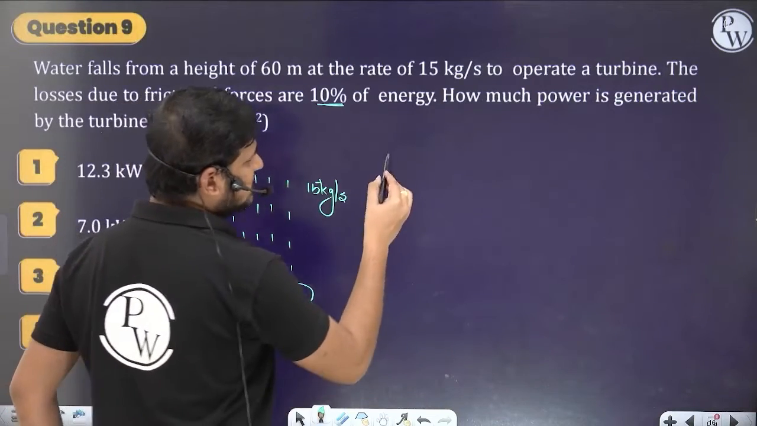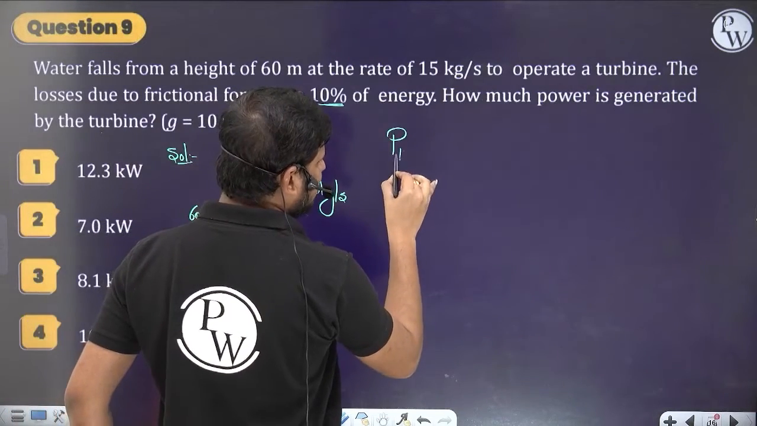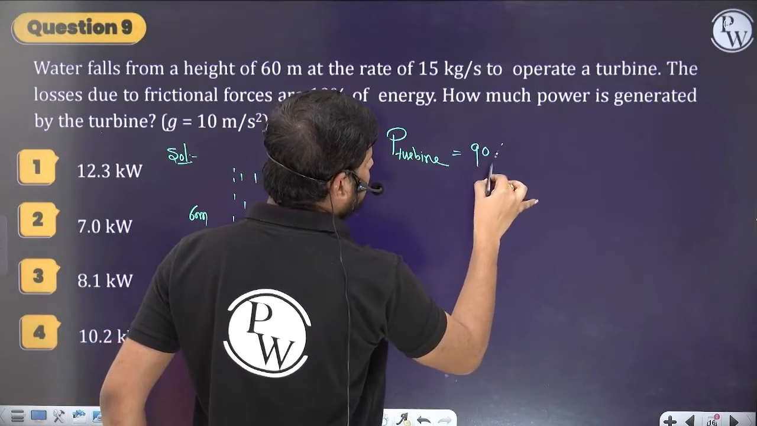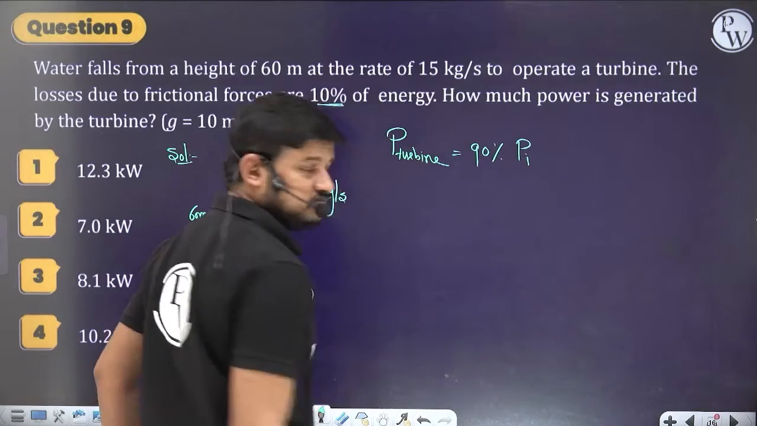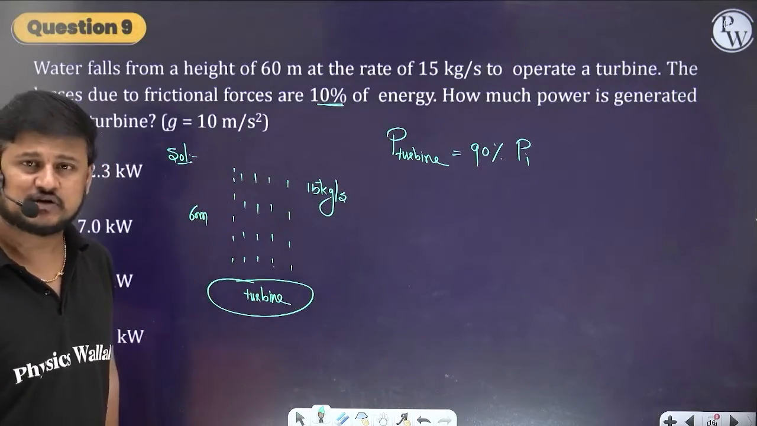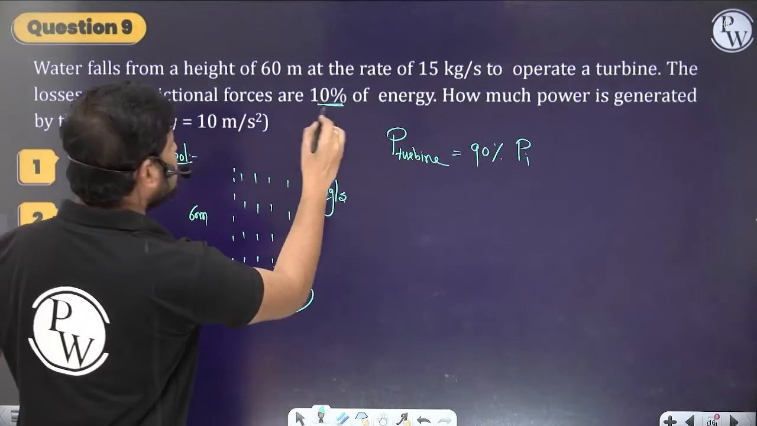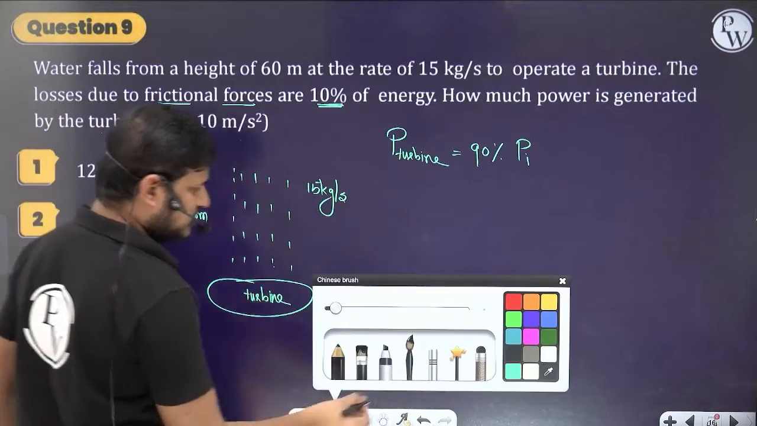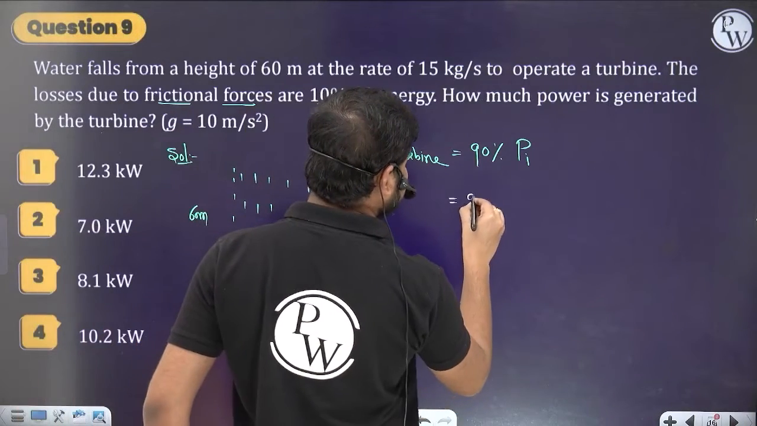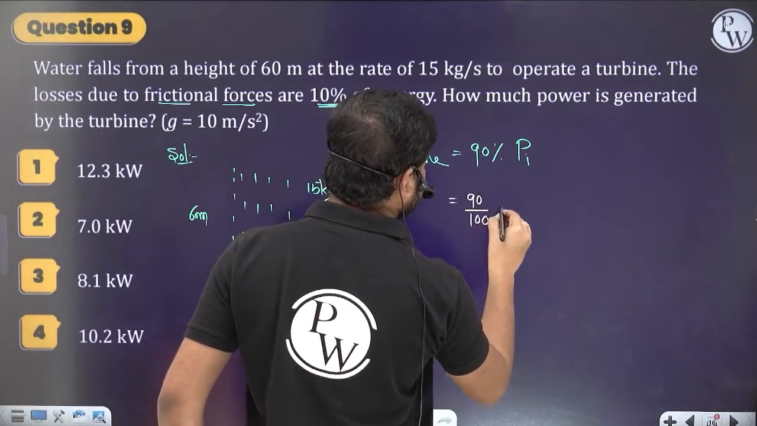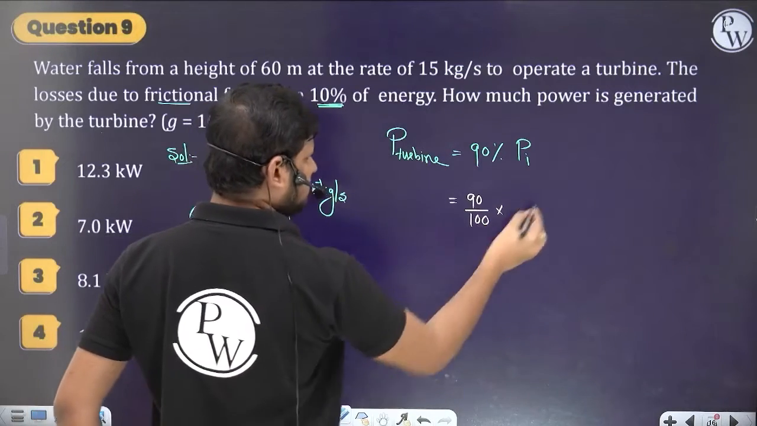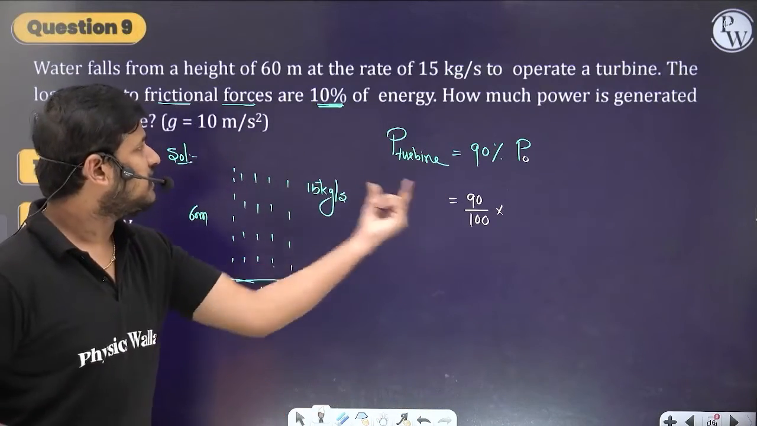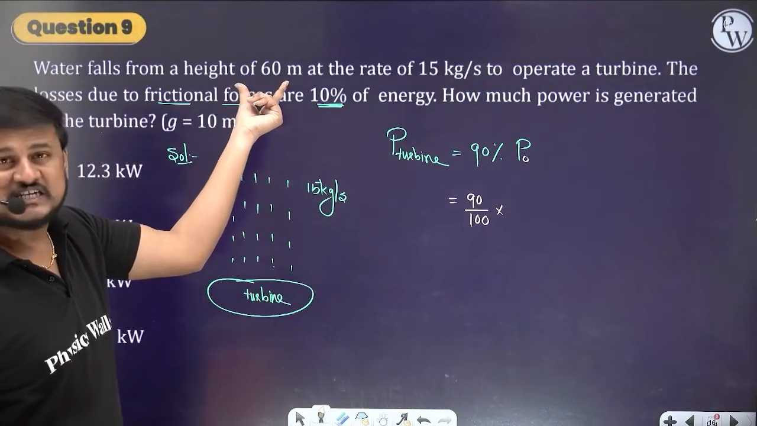So shall I say that the power generated by the turbine will be equal to 90% of the power input? Yes or no? Why? Because 10% has been lost due to the frictional forces, right? So I can write 90% means 90 by 100, into the output power. Power is nothing but energy transfer by time.